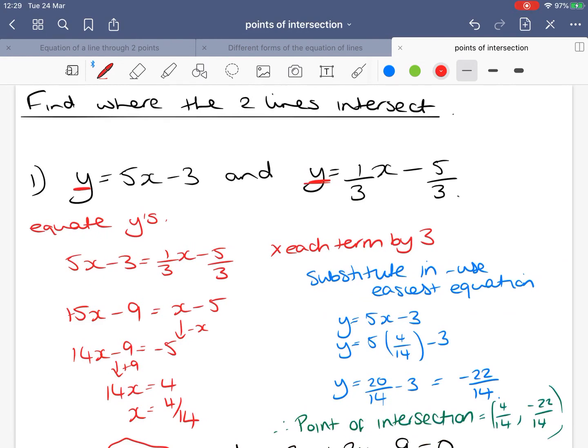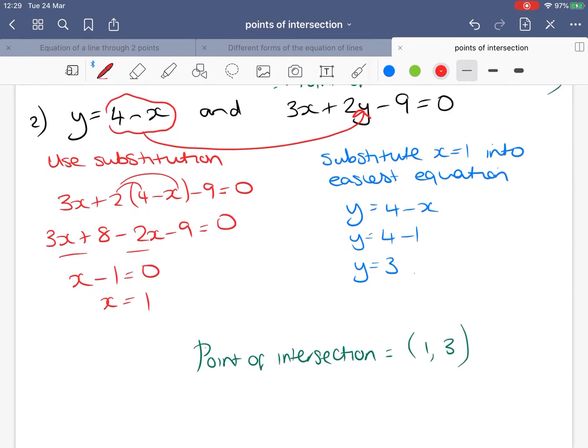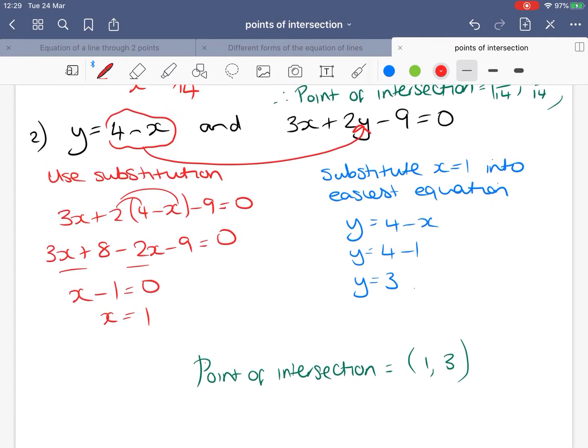Okay, so here are the solutions. So first one, just equate the y's because they're both in the form y equals mx plus c. Numbers aren't particularly nice, but this can happen at A level. The second one, because you've got a y equals mx plus c and then a standard form, I would use the substitution. I would substitute that 4 minus x into where the y goes. So that means I'm substituting this 4 minus x into here.